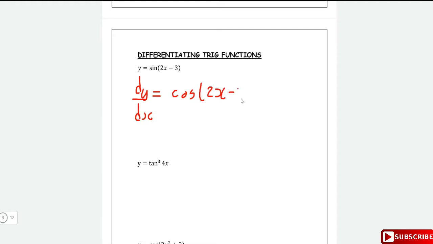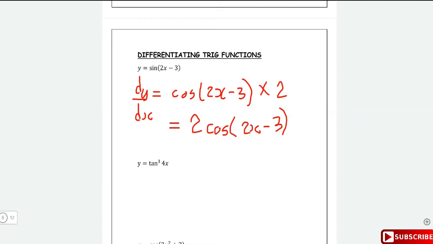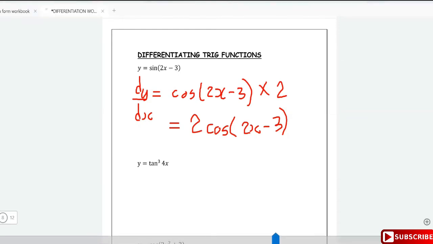But the key is that you multiply by the derivative of what's inside this bracket. And the derivative inside that bracket is 2. And so dy by dx works out to be 2 times the cosine of (2x minus 3). That's dy by dx. Nice and easy.